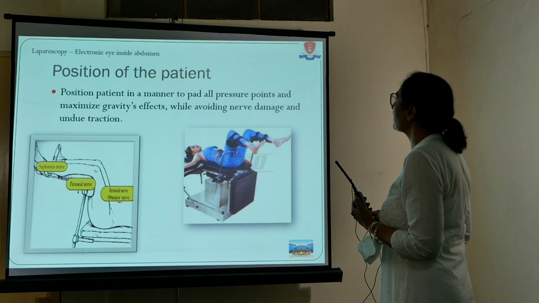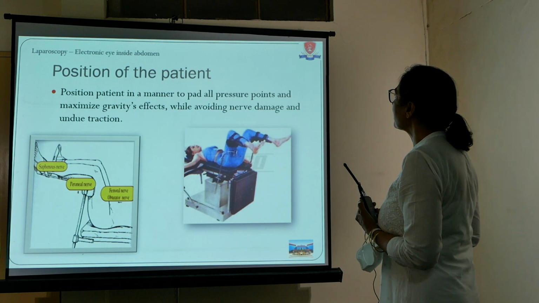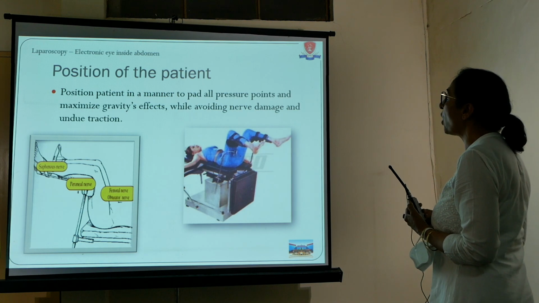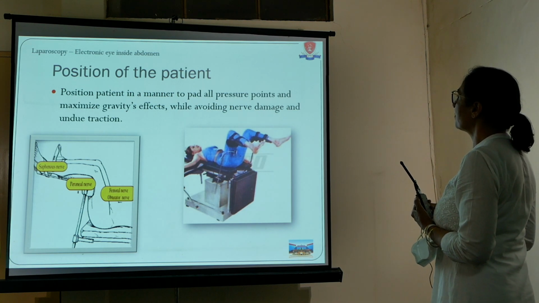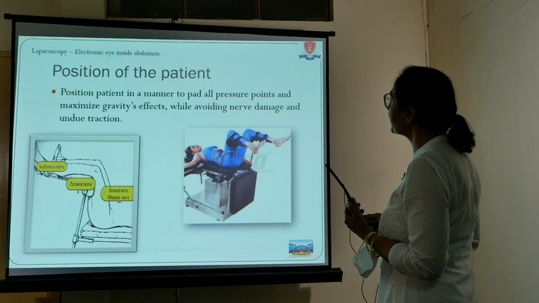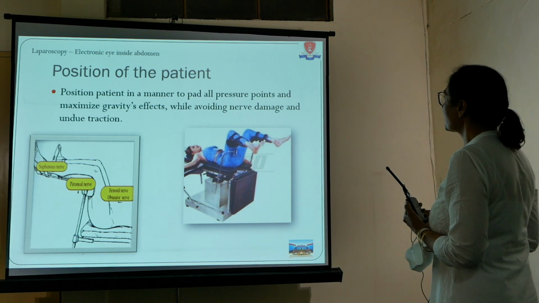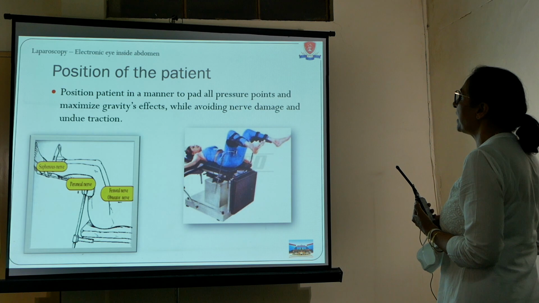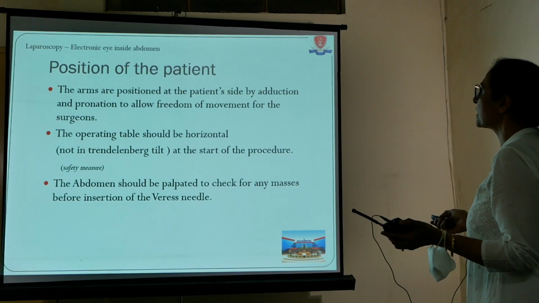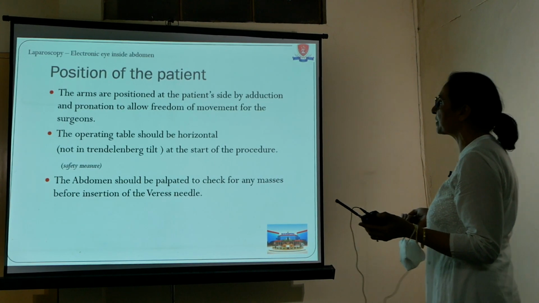But since we know that it may take a long time and it can injure the patient's nerves, we have to minimize that. How? By using pads on the points where there is maximum effect of gravity. This is just to avoid nerve damage and undue traction. In this, the arms are positioned at the patient's side by abduction and pronation to allow freedom of movement for the surgeon.